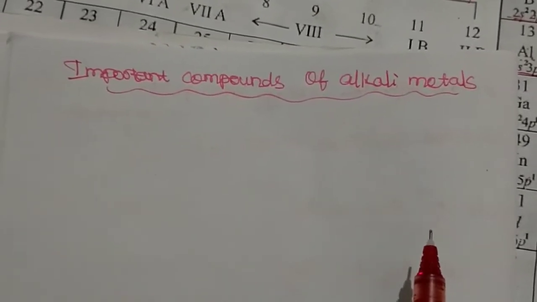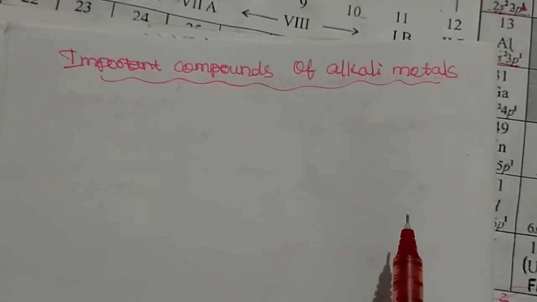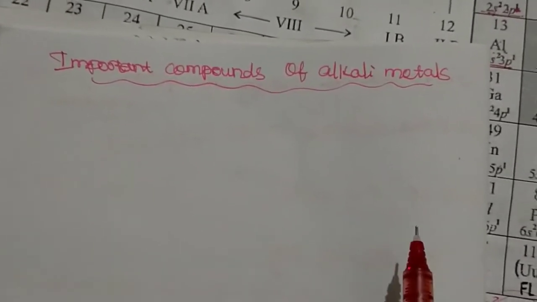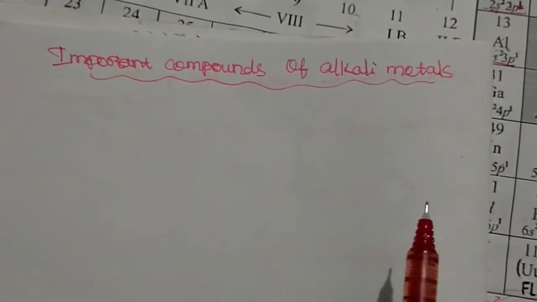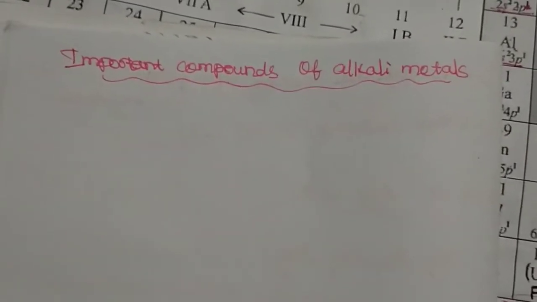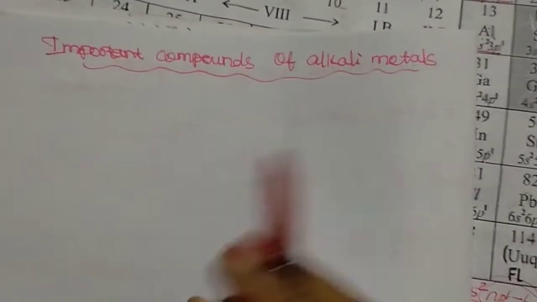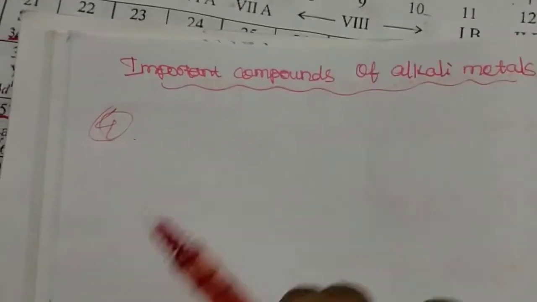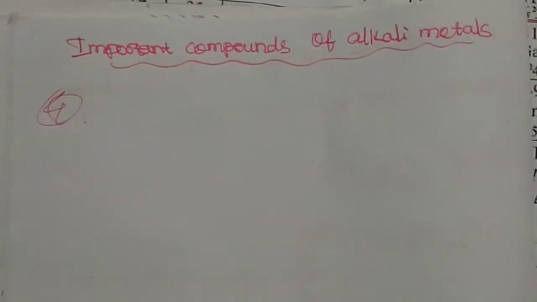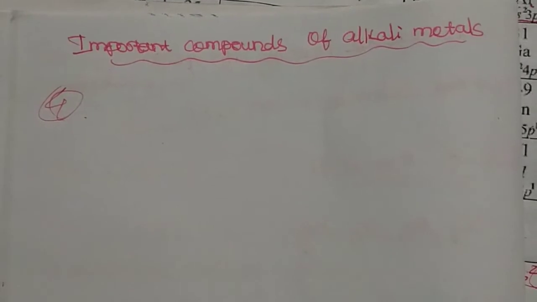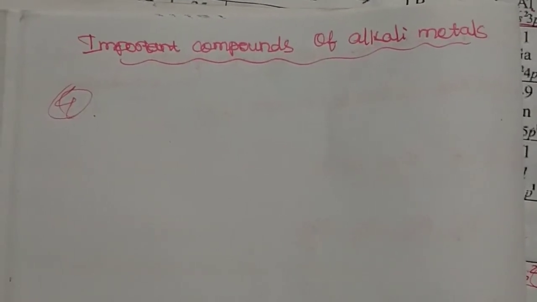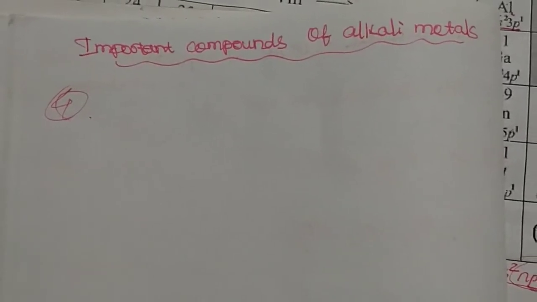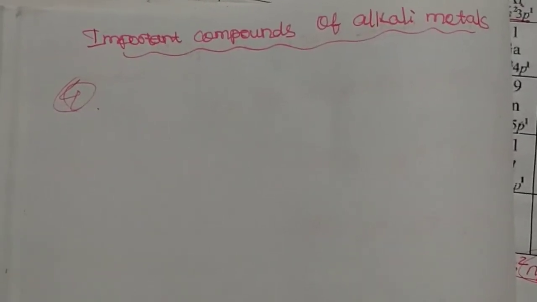Today's topic is important compounds of alkali metals. So, what are the compounds we use in our daily life? It's alkali metal compounds. We have totally 4 compounds: sodium carbonate, sodium chloride, sodium hydroxide and sodium bicarbonate. In today's class we are going to discuss sodium carbonate and sodium chloride.